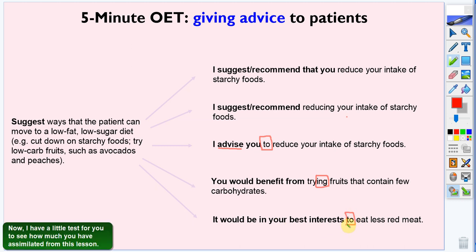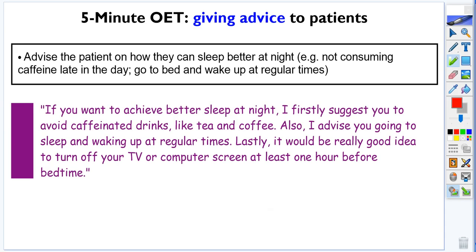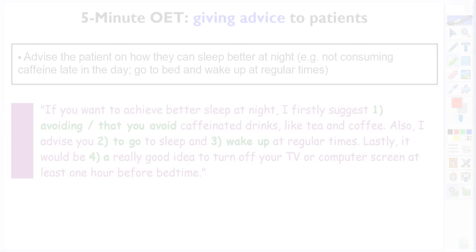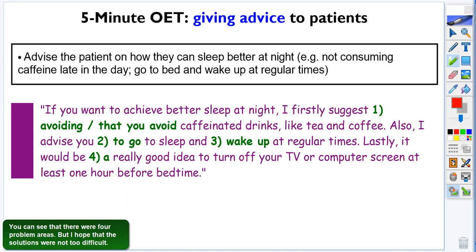Now, I have a little test for you to see how much you have assimilated from this lesson. And here it is. First of all, we have part of a task, and here is a response. However, the response has a few mistakes. Can you correct them? Pause the video now before I reveal the answers. You can see that there were 4 problem areas, but I hope that the solutions were not too difficult.